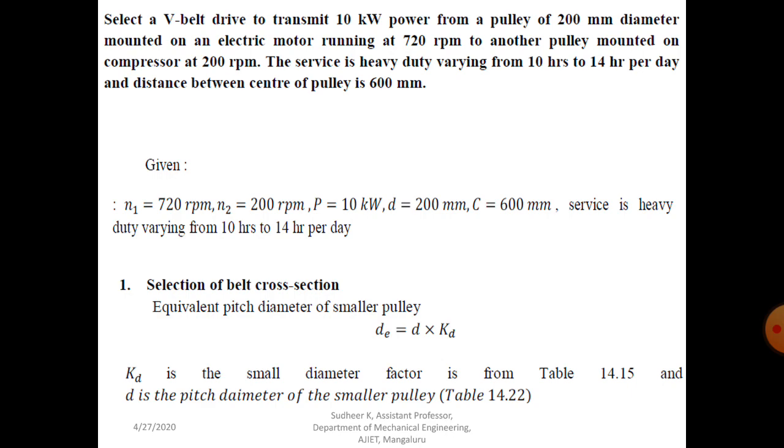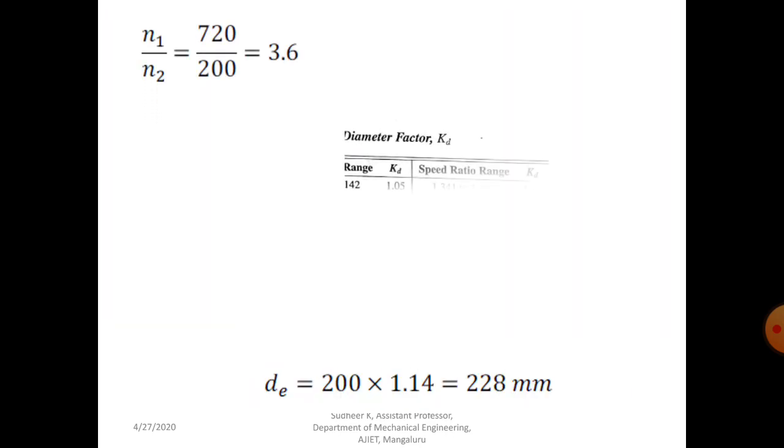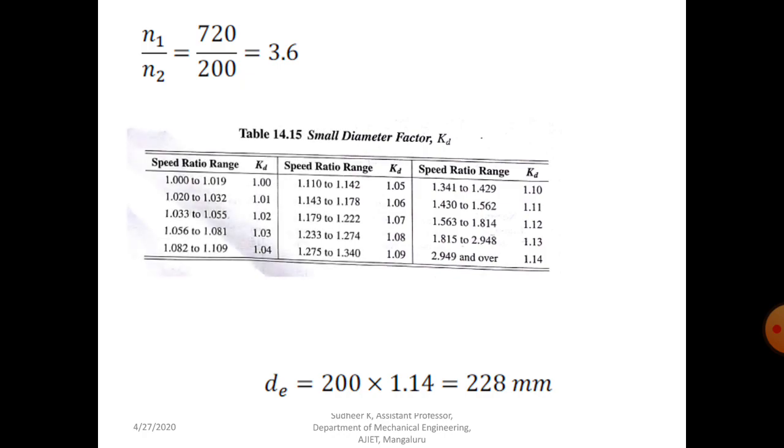So similar to the last problem, we'll continue this. You can see here, first we need to find n1 divided by n2 in order to find the speed ratio. That is 720 divided by 200. These two values are given in the problem, so you can easily calculate the speed ratio that is needed to find the KD value. So the speed ratio you'll get is 3.6.